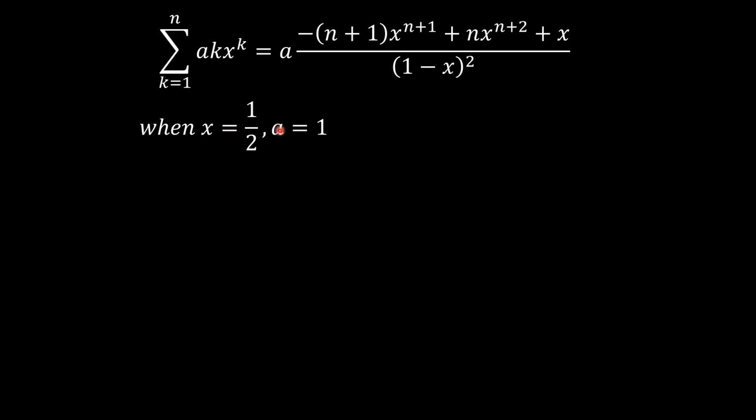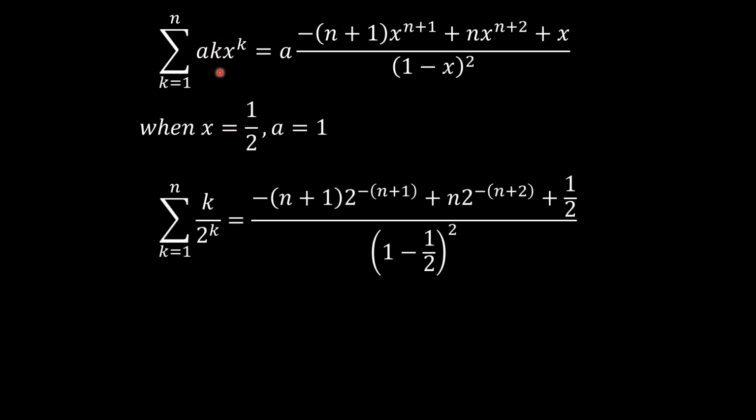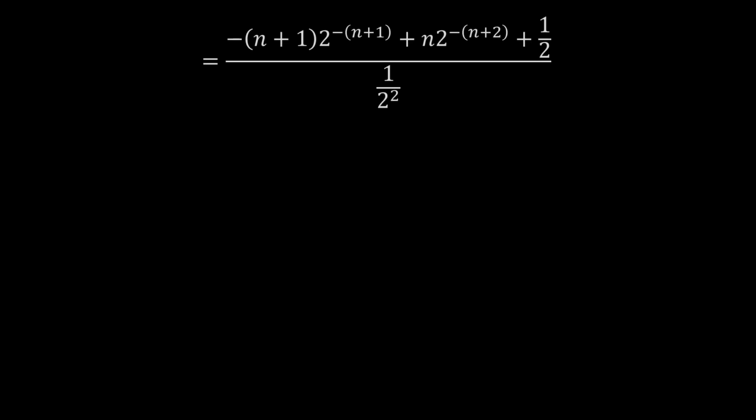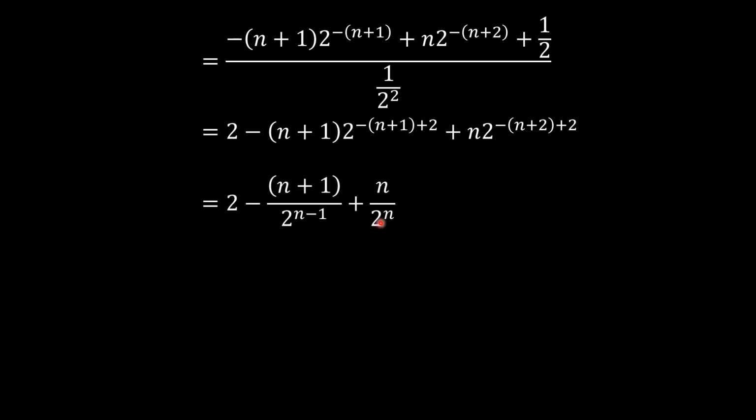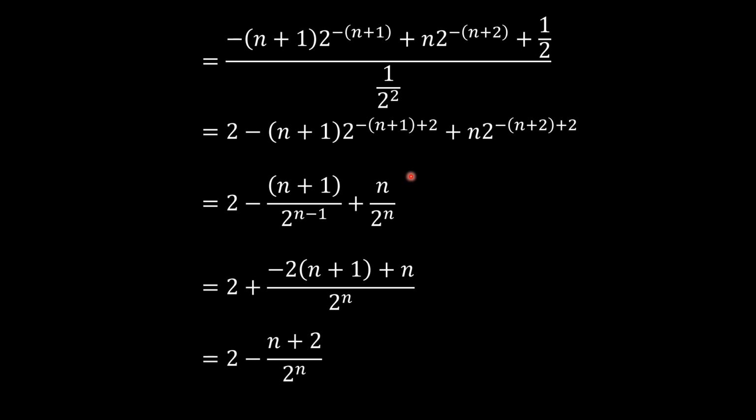When x equals a half and a equals 1, that means our problem, the sum from k equals 1 to n of k over 2 to the power k, is what we have here, and that simplifies to 2 minus (n plus 1) over 2 to the power n minus 1 plus n over 2 to the power n, which simplifies to 2 minus (n plus 2) over 2 to the n. So this is a formula that one ought to have known.